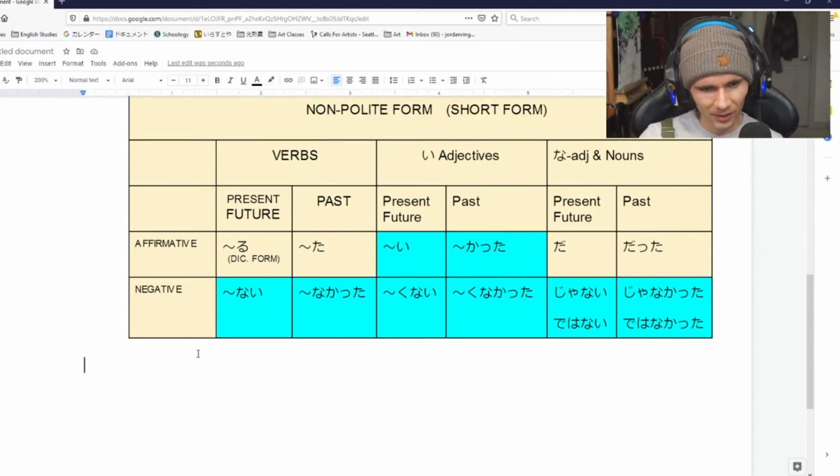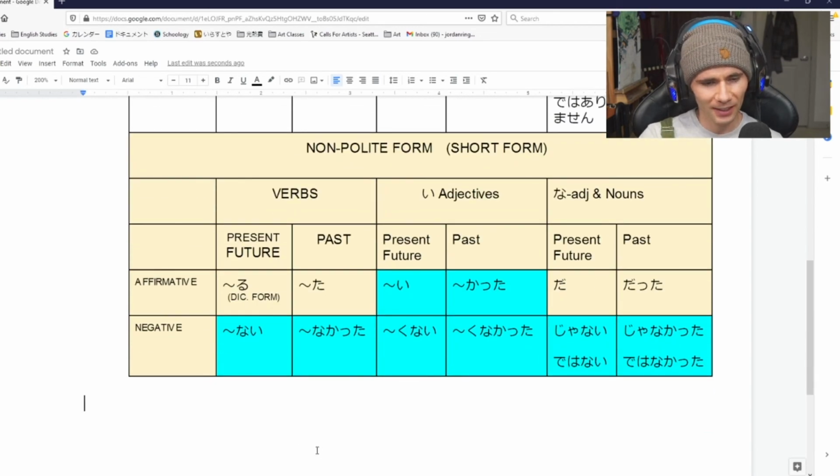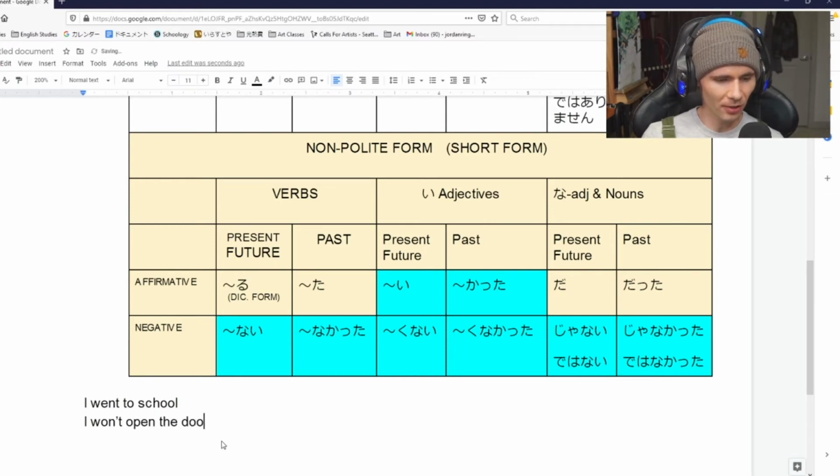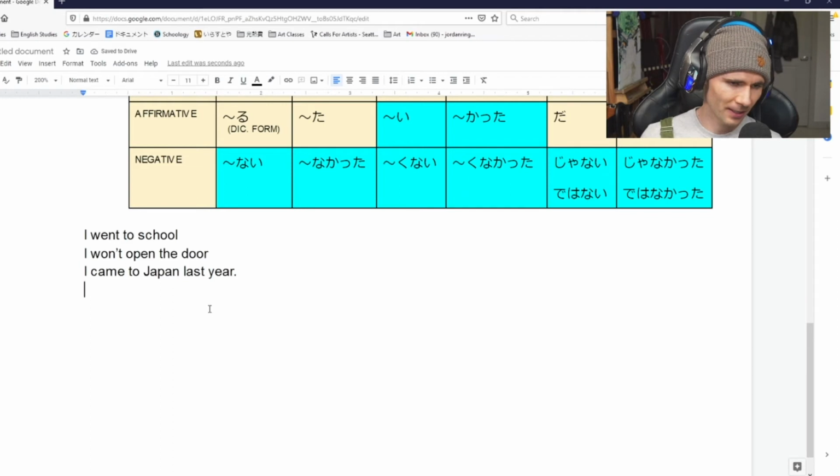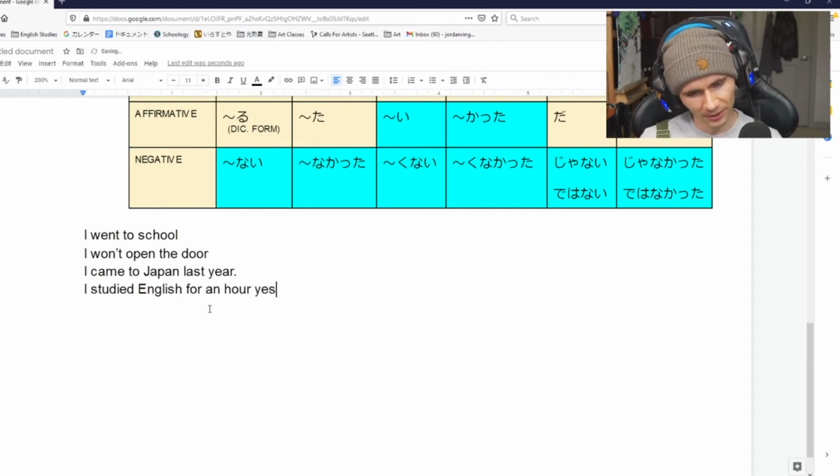Okay. So let's use some verbs first. Let's say, I went to school. I won't open the door. I want to get verbs from each verb type. So let's also say I came to Japan last year, and I studied English for an hour yesterday.